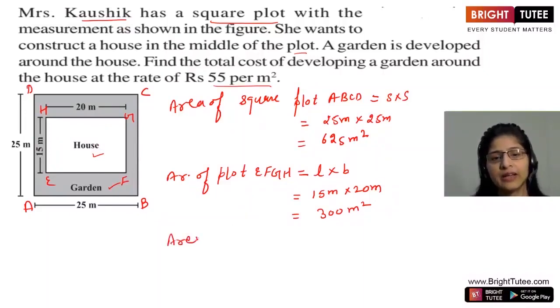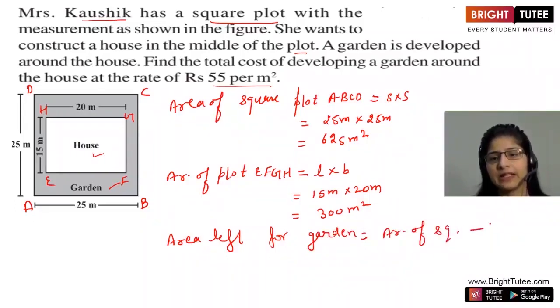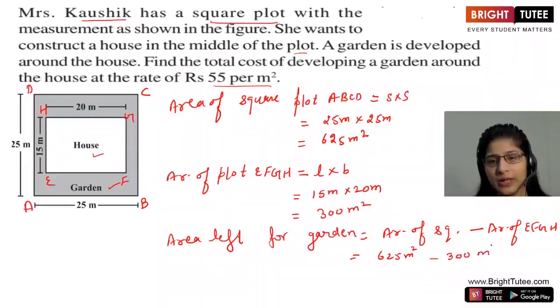Now the area left for garden. How will we find it? From the area of the square, we will subtract the area of EFGH. So the area of square ABCD is 625 square meter minus the area of EFGH, that is 300 square meter. So how much do we get? 625 minus 300. Right? So how much do we get? 325 square meter. So this is the area that is there for gardening.